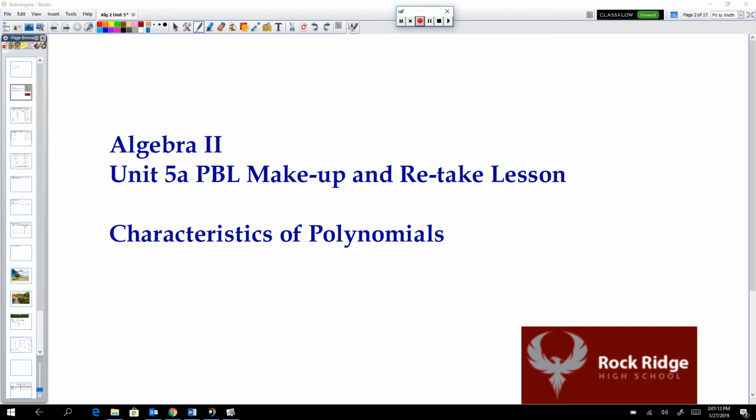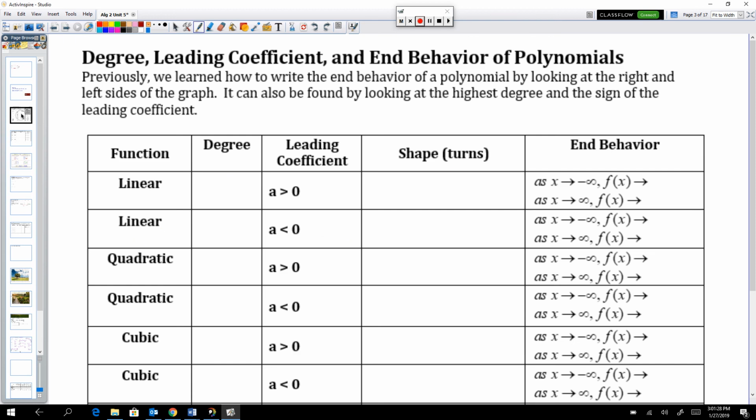Today we are going to run through the concepts that were included in our project-based learning unit, Unit 5A. This was on polynomials, characteristics of polynomials. We worked a lot in Desmos. We created roller coasters. So this is for you if you missed the majority of the project days, or if you didn't do so well on the assessment and need to retake it, you'll be running through these notes. So let's dive right in.